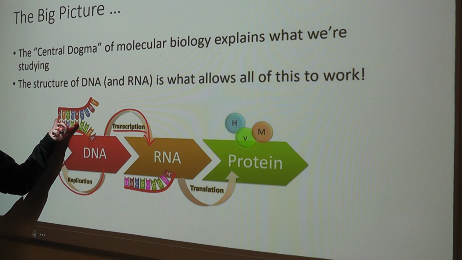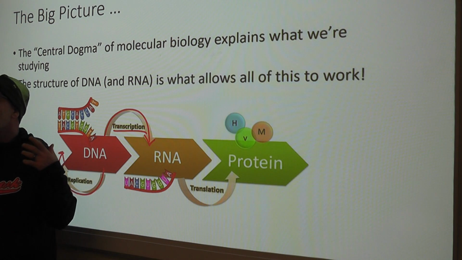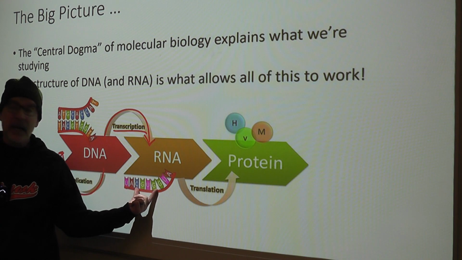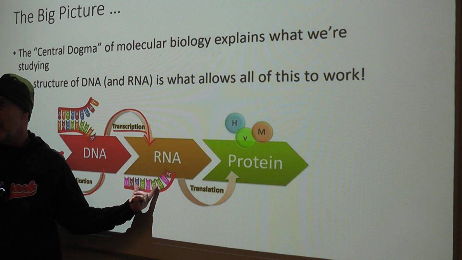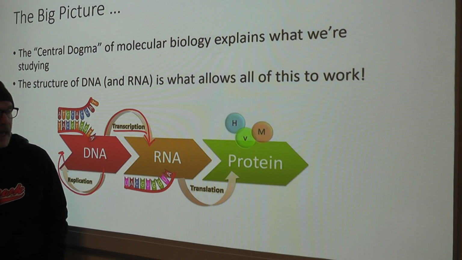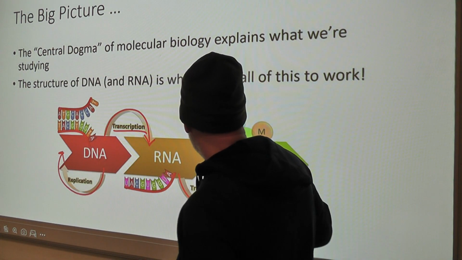DNA is kept secure in the vault. RNA gets passed out of the vault and gets used to actually make proteins. So RNA is used as a messenger, and as a result, some kinds of RNA are called messenger RNA. That RNA is then used to make proteins.